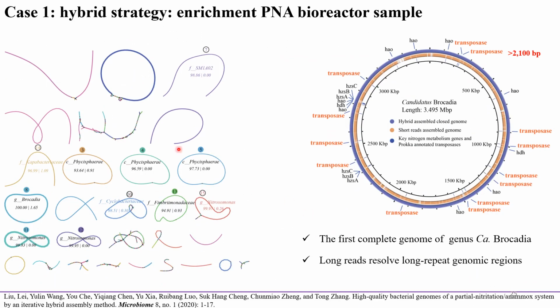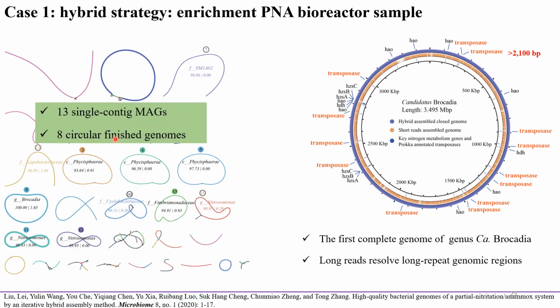In this study, 13 single contig MAGs have been reconstructed from the PNA bioreactor. Among them, 8 were circular genomes. This is one of the exciting results of this research work because it was really challenging to reconstruct complete genomes directly from metagenomic datasets before. Now this hybrid approach enables high accuracy complete genome reconstruction from this enrichment system.